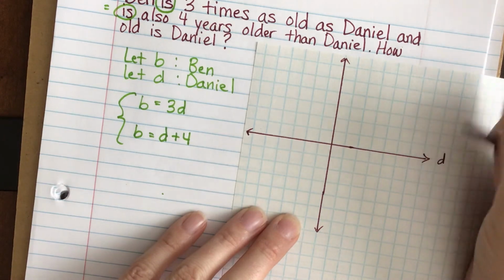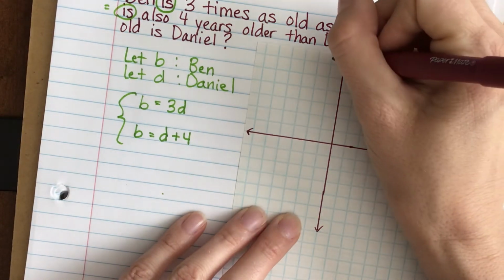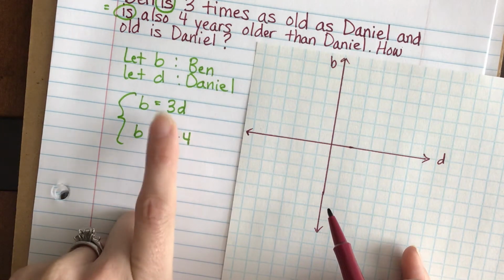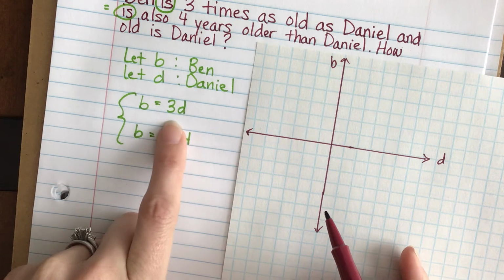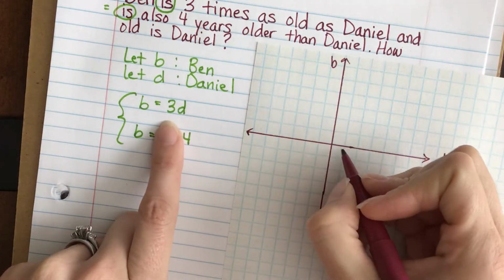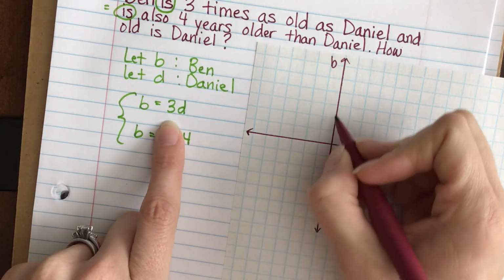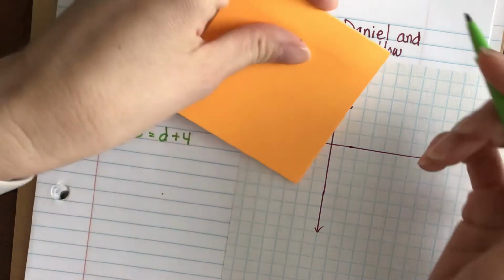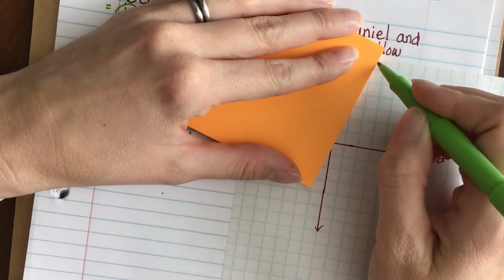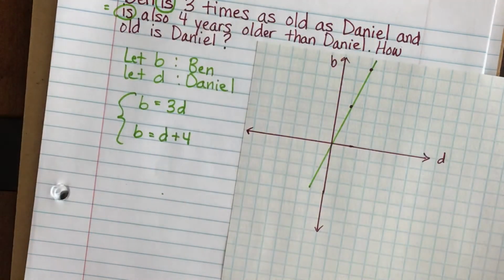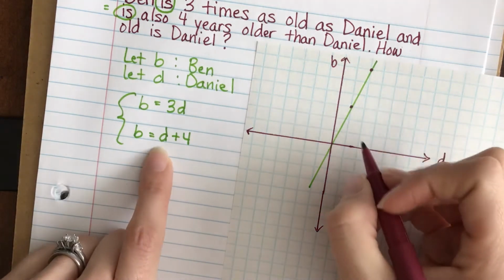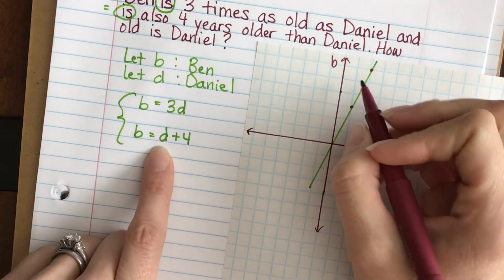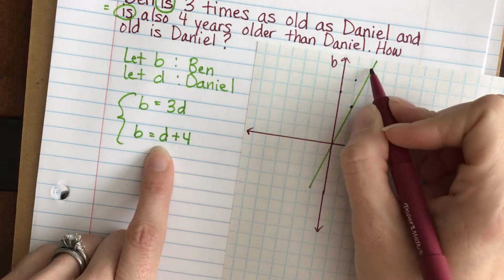So this is Daniel's age, and this is Ben's age. Okay, so the slope here is 3, and the y-intercept is 0. So we're going to go rise 3 over 1, rise 3 over 1. And we can connect that to make the first line. Okay, the second line says that the y-intercept is 4 and the slope here is 1. So we're going to go up 1 over 1, up 1 over 1.